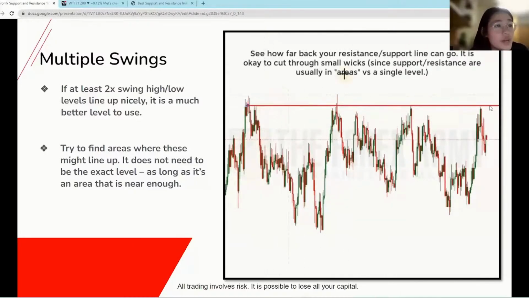So you can see in the GIF, we have a really nice cluster with 4 significant swing highs, but you can see the wicks are kind of different. They end at different areas. So that's why we say that just the area instead of the exact level is good enough. So it's a good practice to see how far the resistance or support levels can go. So you can see instead of just stopping here, we're pulling it all the way back. So it's okay to cut through small wicks since these are typically areas instead of specific levels, as you can see in this GIF here.